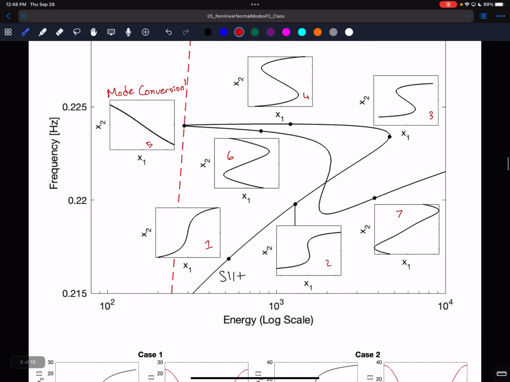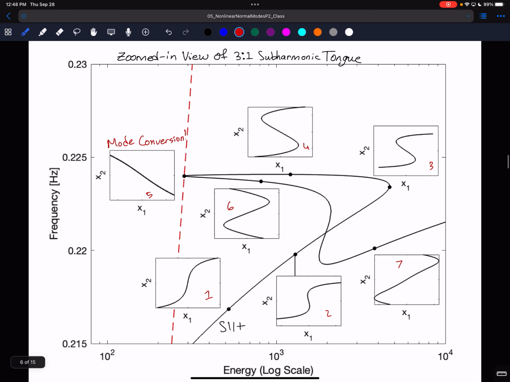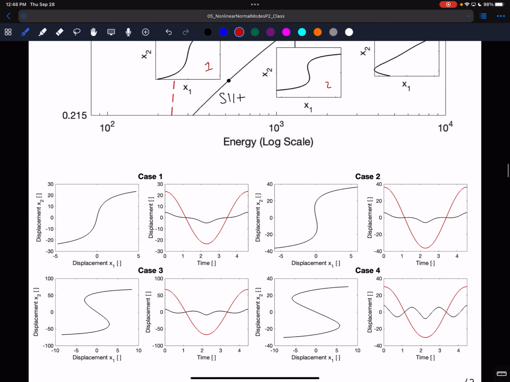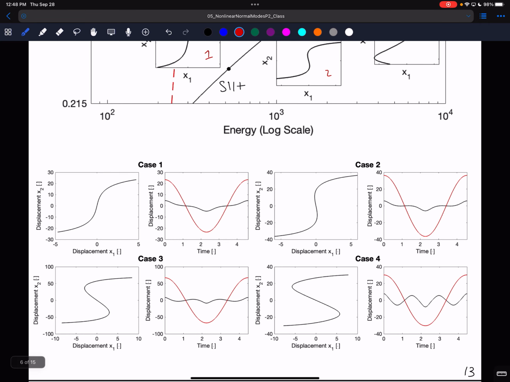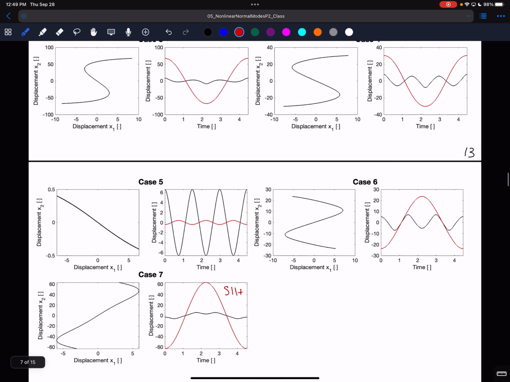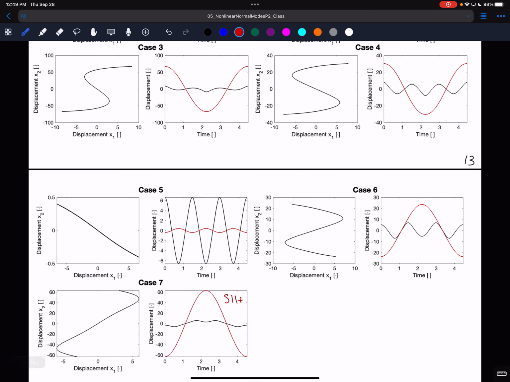So if we come back up here and look at case four again, we're again on this 3-1 subharmonic tongue, and 3-1 means that we're getting 3 cycles in the first mass to every 1 cycle in the second mass. If we go and look at case 5, which was where they're out of phase, we have this mode conversion. In this case, we again get 3 cycles in both masses in a single period. And that's why we call that curve S33.